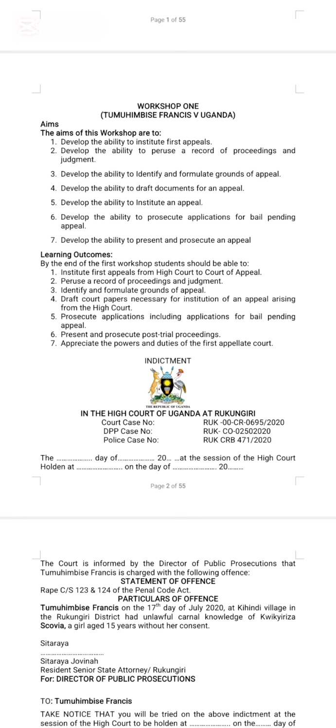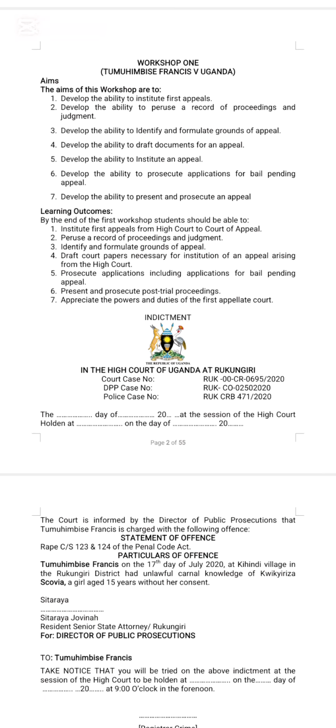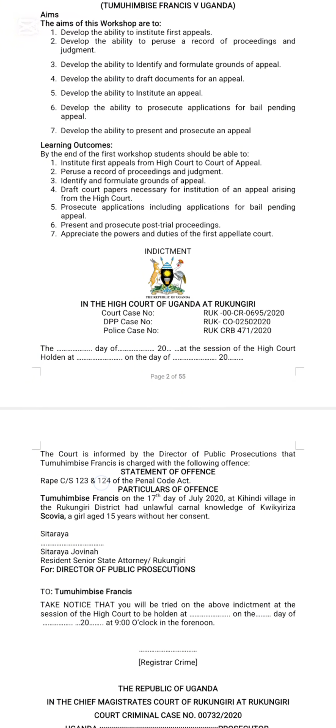Workshop 1. The aims of these workshops are to develop the ability to institute first appeals, peruse a record of proceedings, identify and formulate grounds of appeal, draft documents for an appeal, prosecute applications for bail pending appeal, and present and prosecute an appeal.